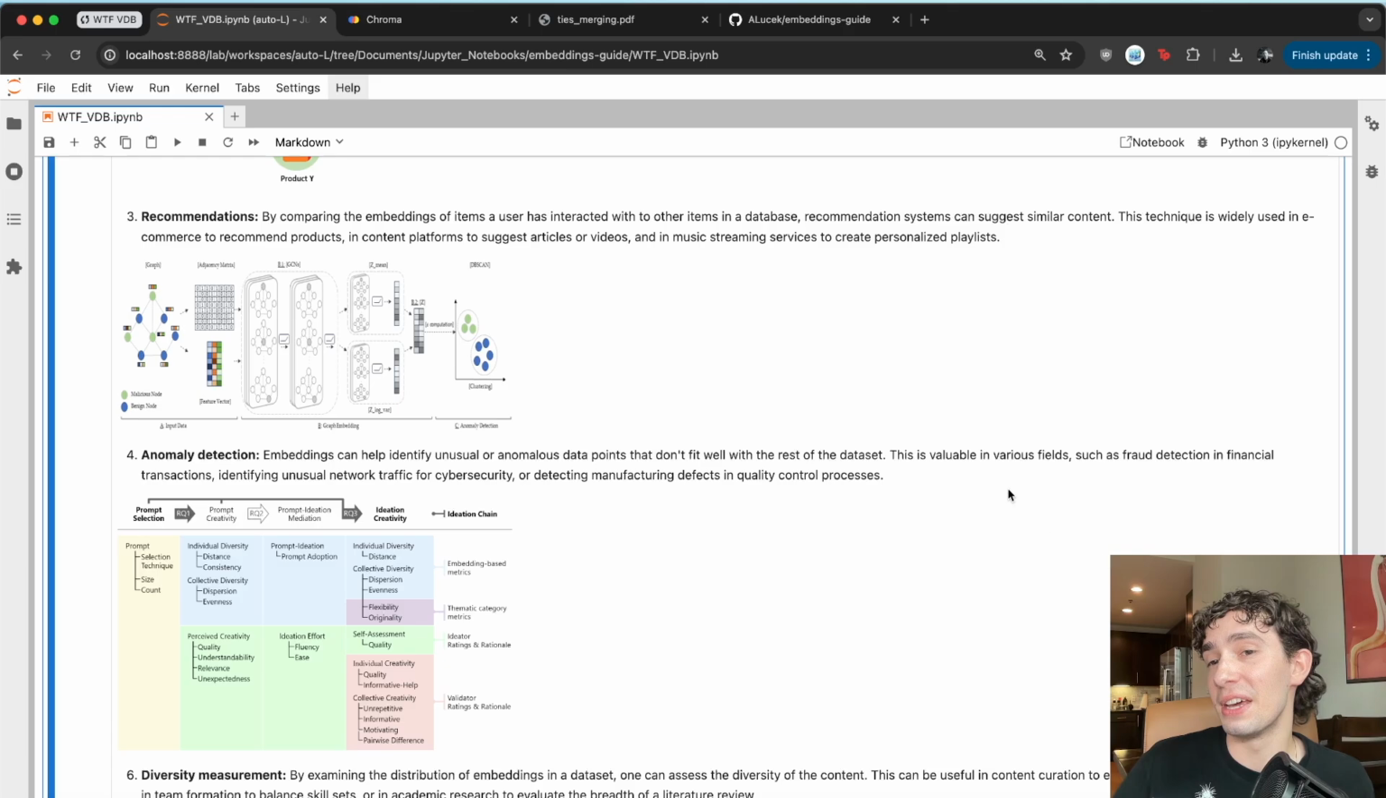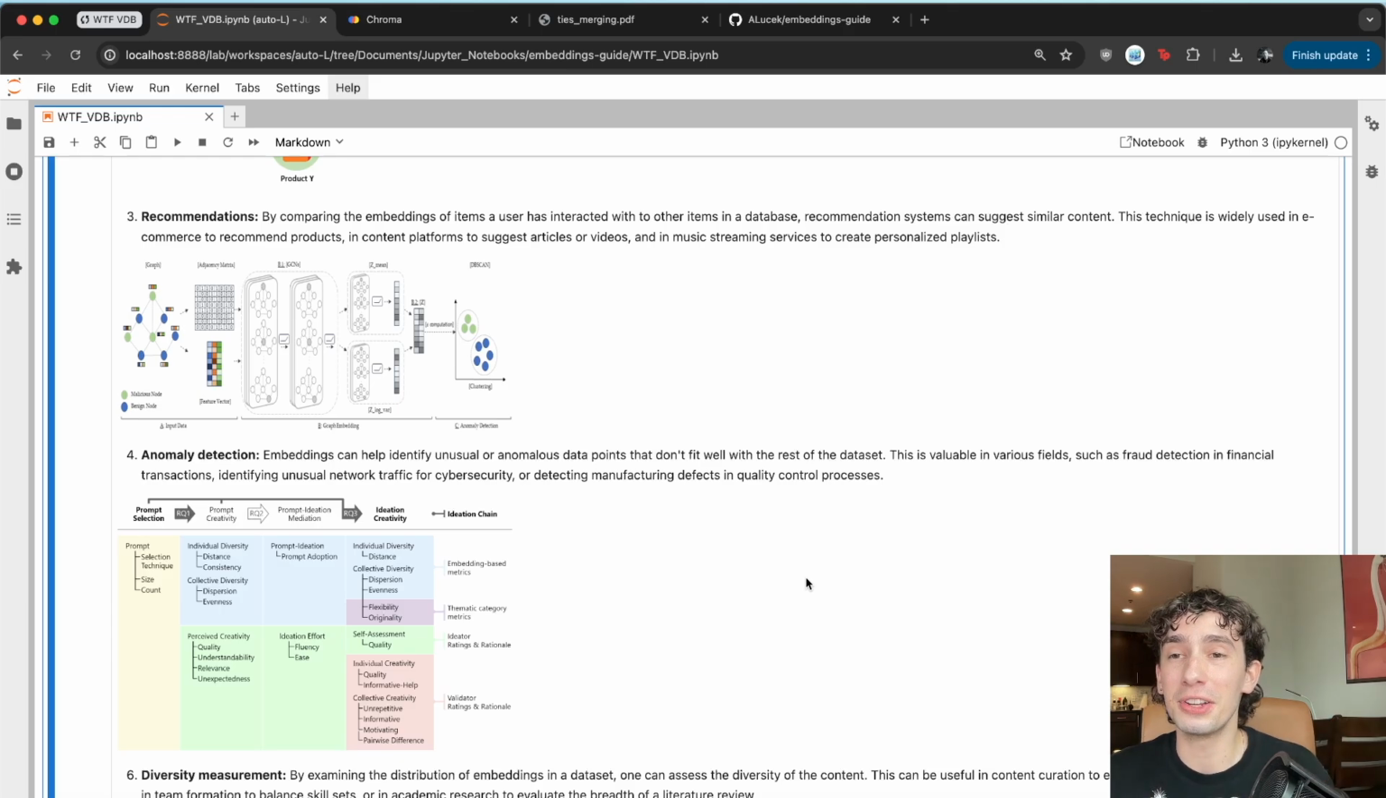The third here might be anomaly detection, actually being able to identify unusual or anomalous data points that don't fit well with the rest of the data set. This is super, super useful for things like fraud detection or unusual network traffic for cybersecurity. And what you can do is actually look at maybe the signals and compare them together. And if you have some sort of learned embedding system for those different data points, you can see which ones are actually outliers. And those would be the anomalies which might represent something going wrong in the general flow of your system.